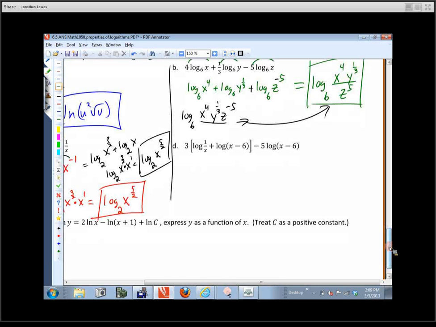Okay. And now let's look at this one right here. Notice where the 3 is. It's on the outside of both of those, right? So that means if we moved it up, it would have to go on both of those, but let me show you how. 3 log of 1 over x plus 3 log of x minus 6 minus 5 log of x minus 6.